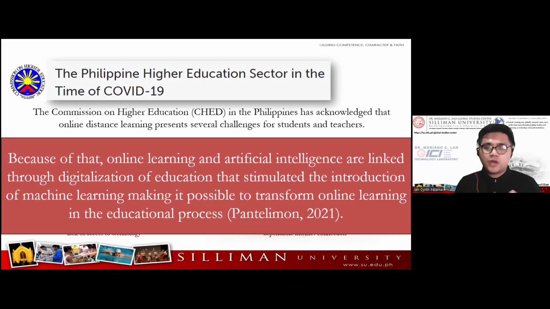This is according to Pantelemon in 2021. Online learning and artificial intelligence are linked. Why? Because of the emergence of the digitalization of ICT in education, stimulated by the introduction of machine learning and automation in the educational processes. AI, or artificial intelligence, at the same time makes it possible to transform online learning and make it more attractive.